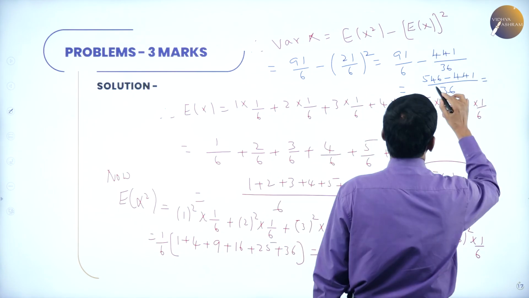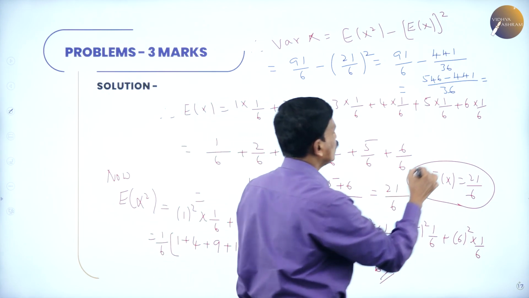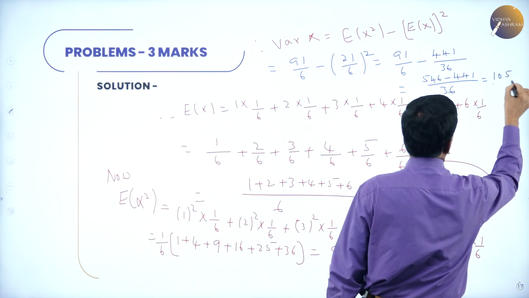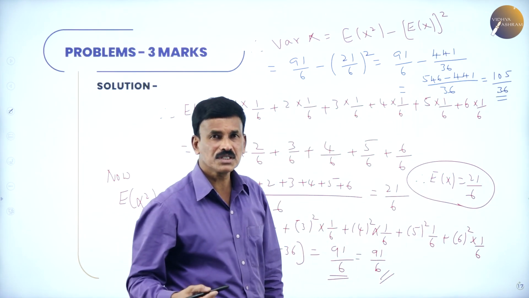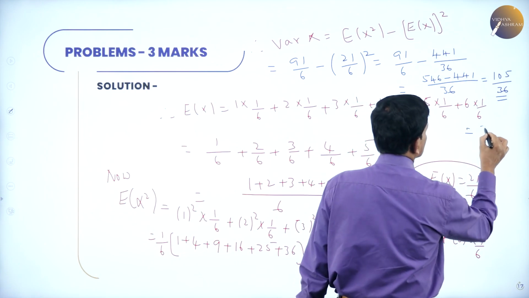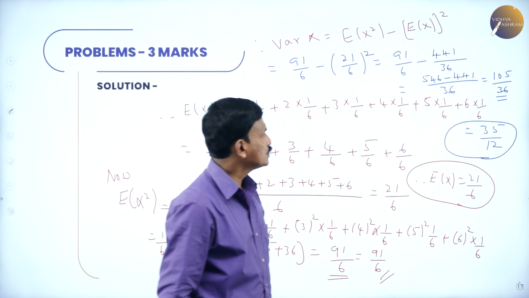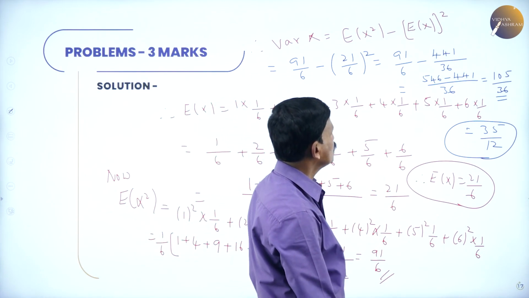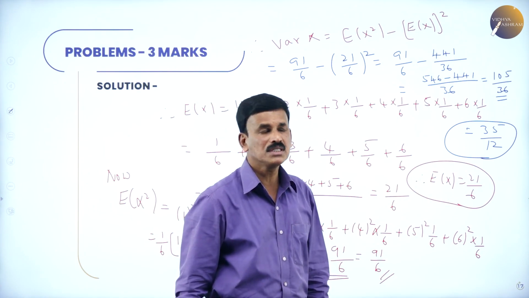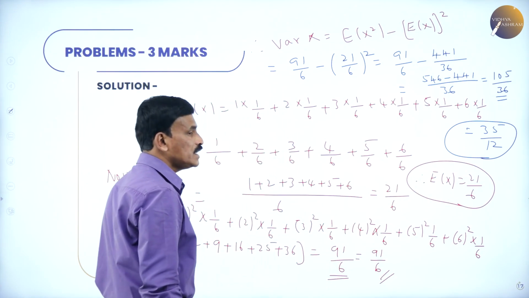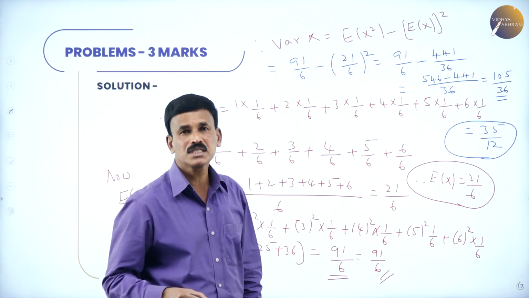So what is this equal to? 546 minus 441 is 105. 105 divided by 36. This is the required answer. If you want, you can also divide. This is also equal to 35 divided by 12. If you divide by 3, 3 3s are 9, 3 5s are 15, 3 1s are 3, 3 12s are 36, so 35 by 12 is the required. Therefore, the variance of x is 35 divided by 12. This is the required answer.